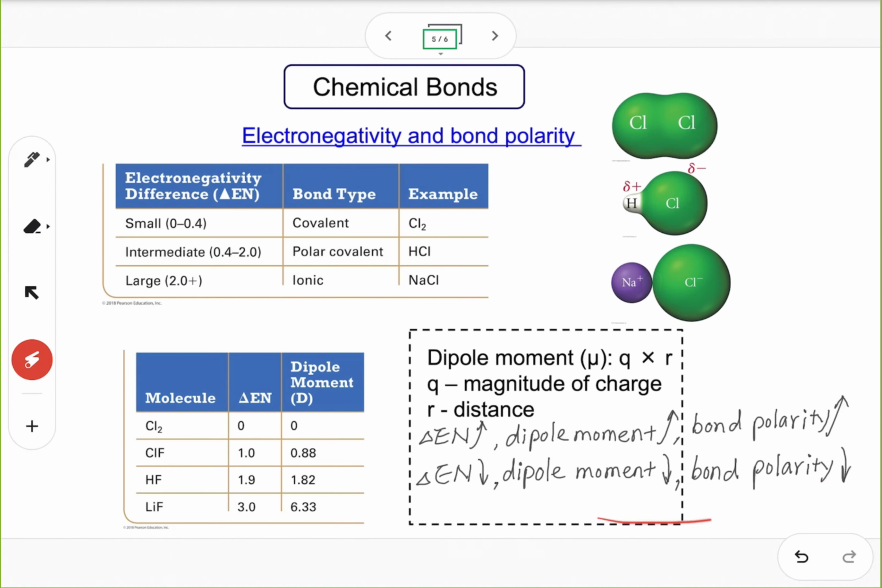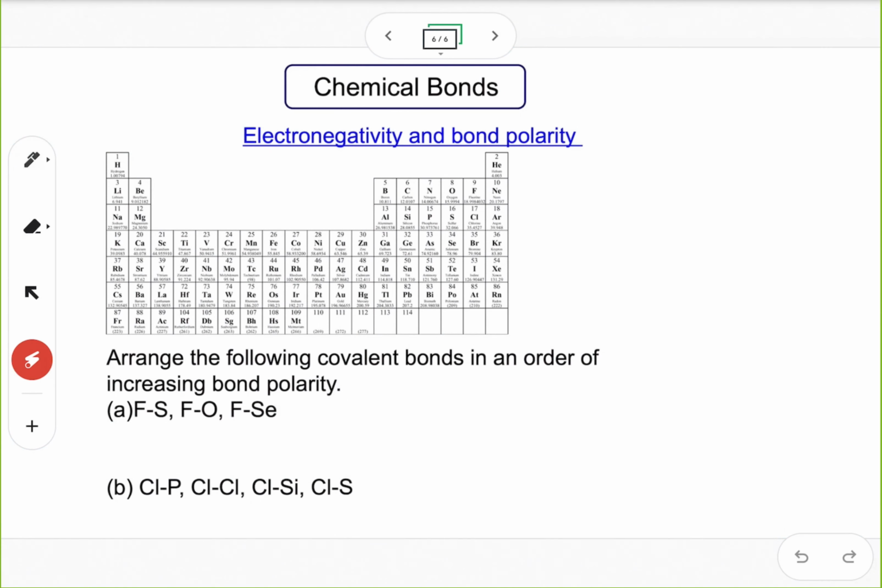Because it will help us identify which bond is more polar, which bond is less polar. What do I mean? Let's take a look at this example. This question asks you to arrange the following covalent bonds in an order of increasing bond polarity. If you can identify the delta EN trends of those bonds, then you should be able to identify the trends of the bond polarity, right?